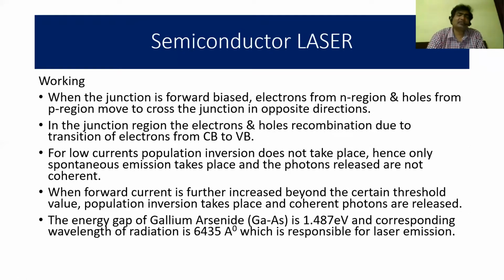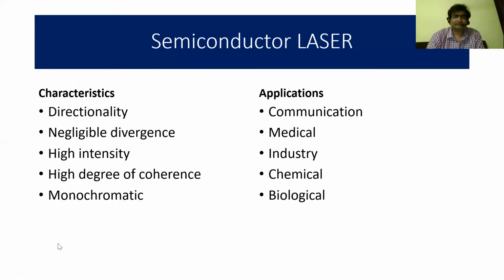So this is the working principle of the semiconductor laser, and this working is same for both the homojunction and heterojunction lasers. Only the construction difference is there between homojunction and heterojunction semiconductor lasers. Let us see some characteristics of lasers. Lasers have four fundamental characteristics: high coherence, high directionality, high intensity, and monochromaticity. Let us see some applications of lasers. You can use the lasers in communication sector, medical field, industrial field, chemical field, and biological applications.